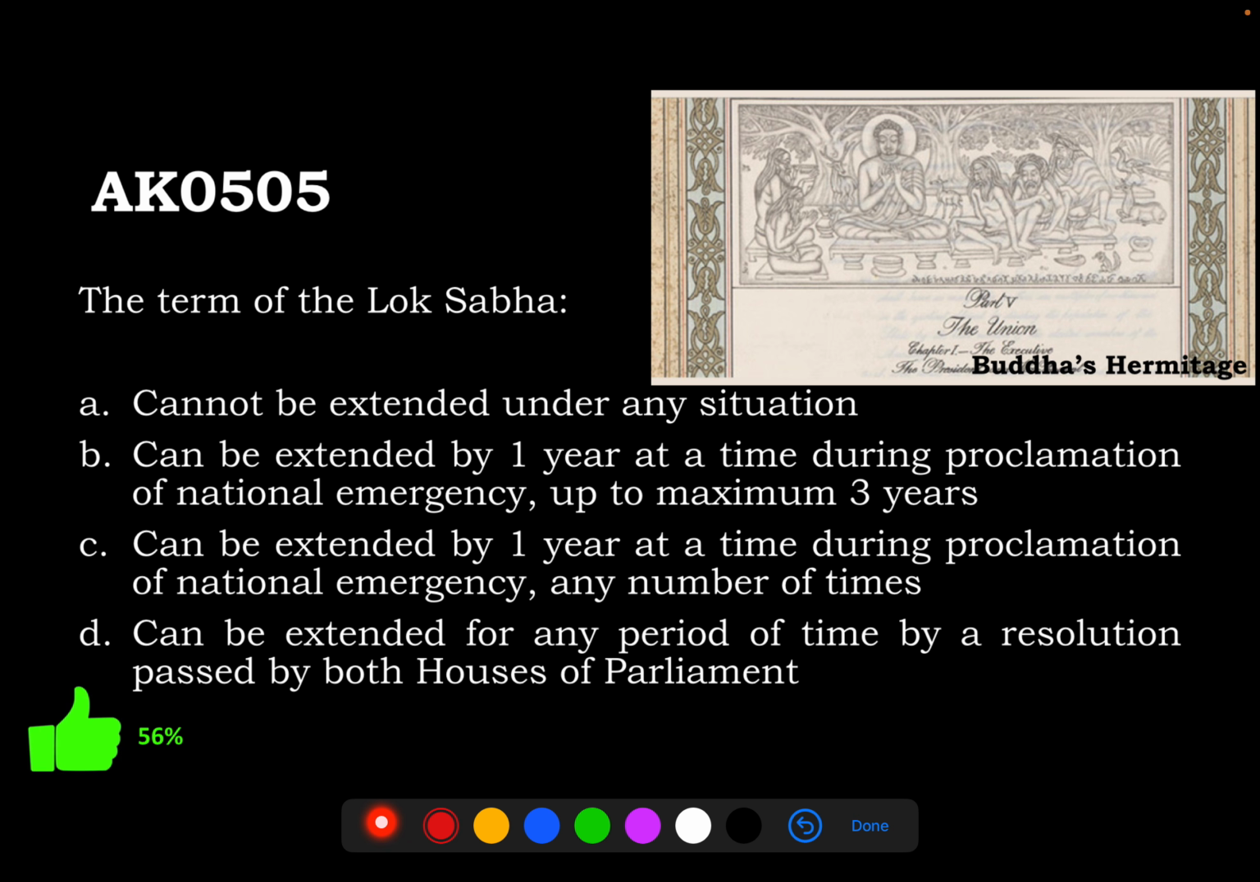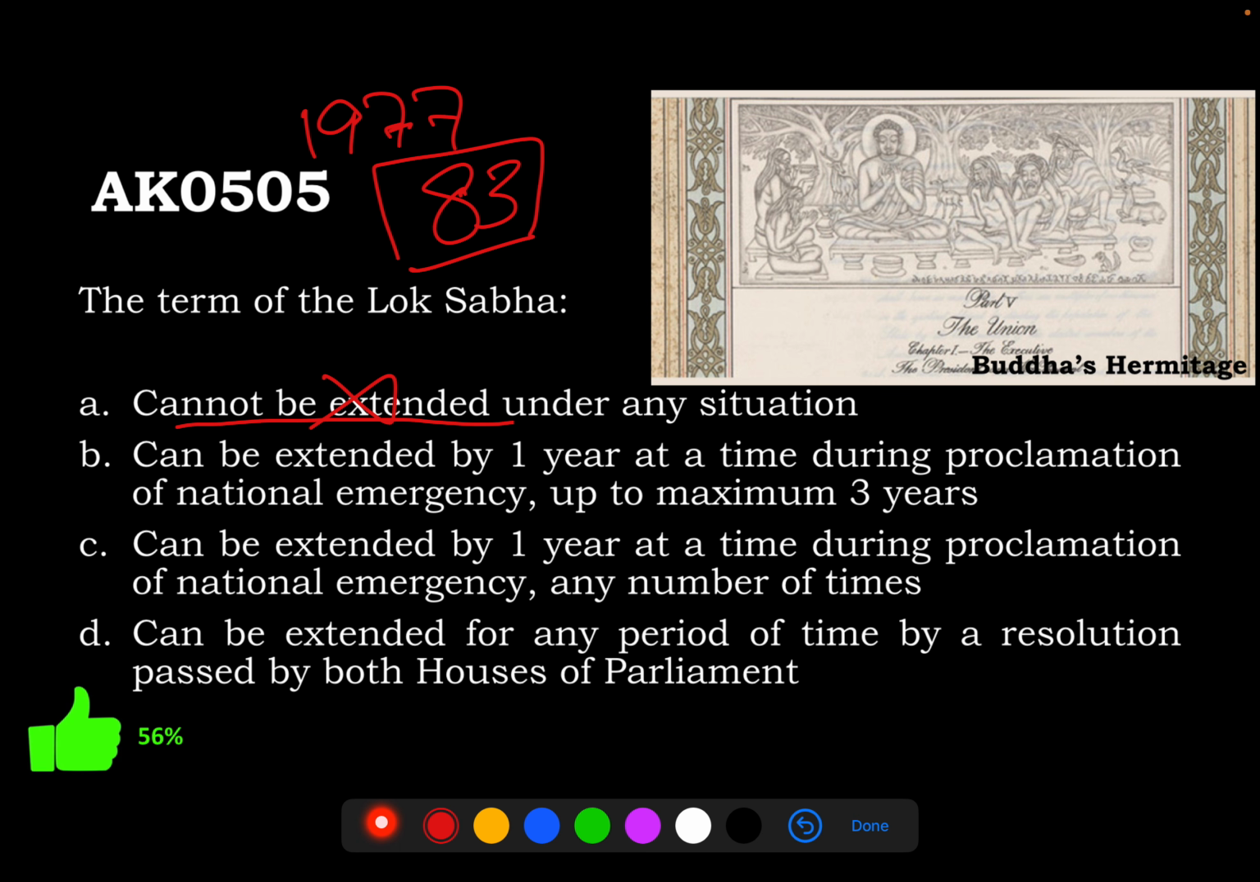Anyway, let's move on to the next question where it is talking about the term of the Lok Sabha. First statement says cannot be extended. Now that's wrong. Obviously, it can be extended, and the relevant article here is Article 83 of the Constitution, where provision is there to extend the Lok Sabha, and we have done that already in the year 1977. Rather 1976 was the year when election was supposed to happen, but it was extended till 1977.